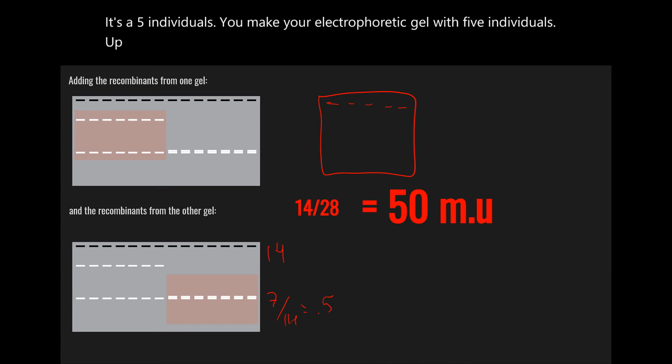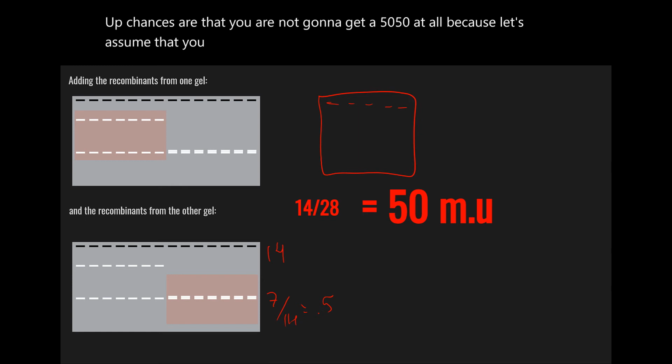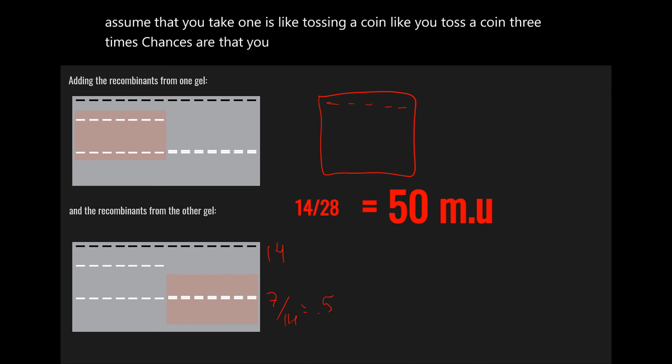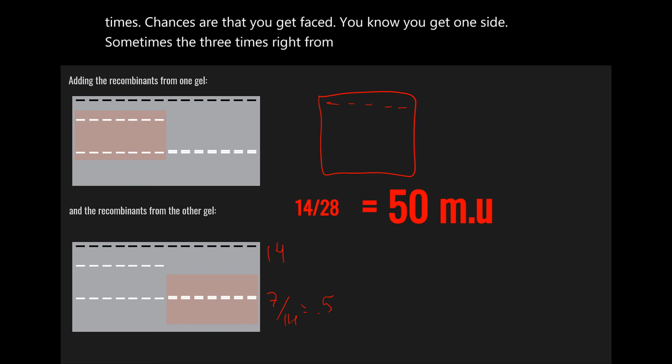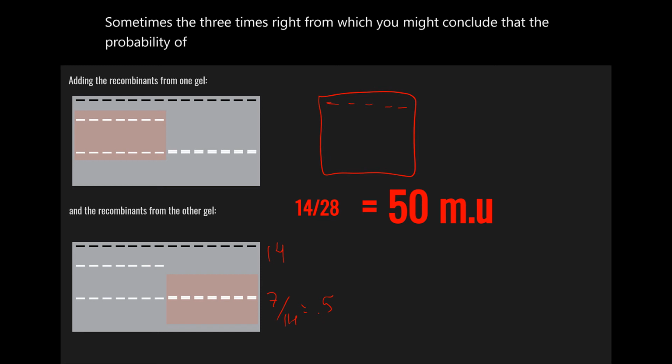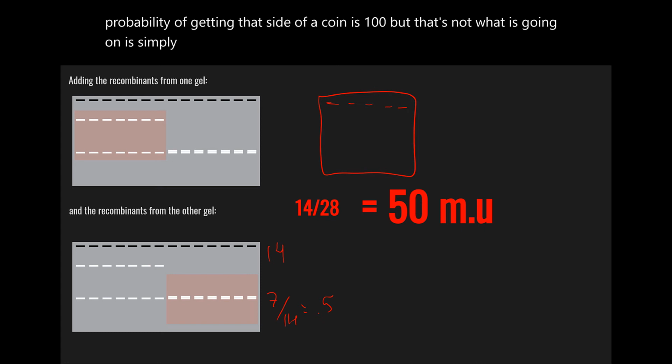chances are that you are not going to get 50-50 at all. It's like tossing a coin: if you toss a coin 3 times, chances are that you get one side all 3 times, from which you might conclude that the probability of getting that side of a coin is 100%, but that's not what is going on. It's simply that your sample size is too small and therefore you deviate from the true parameter value.